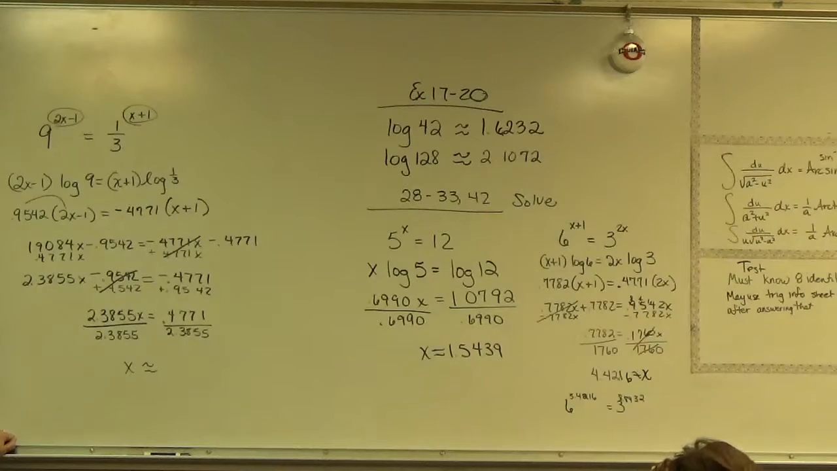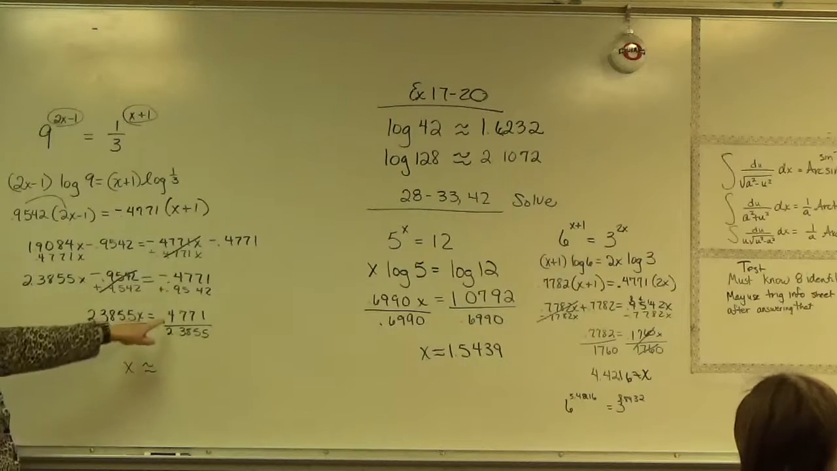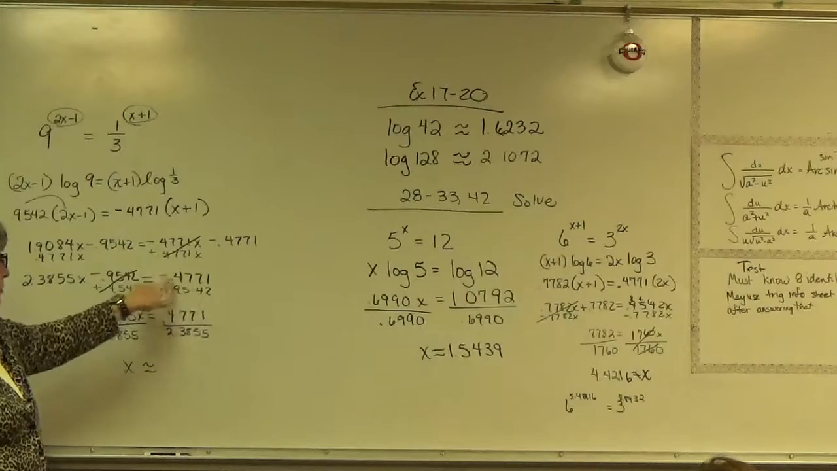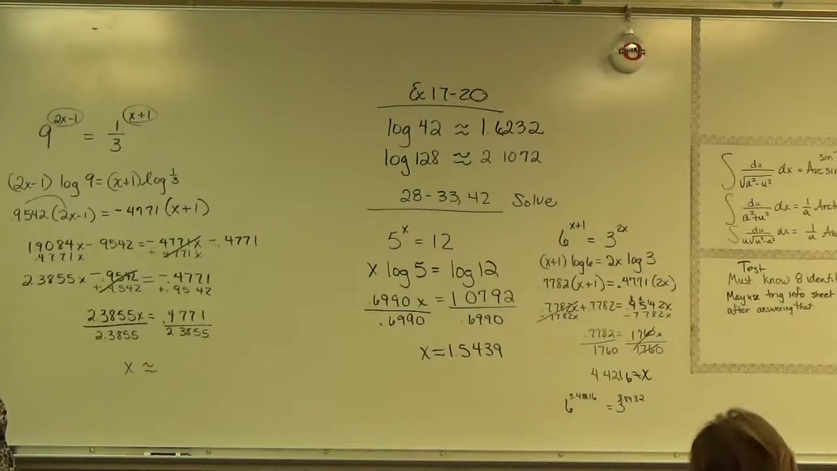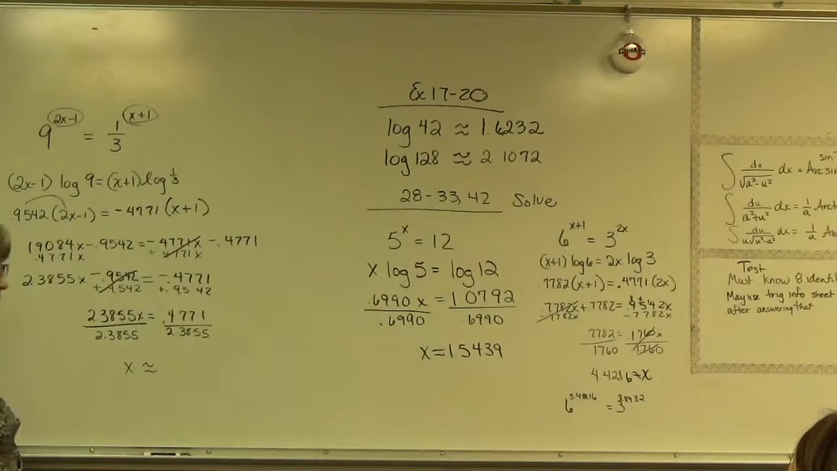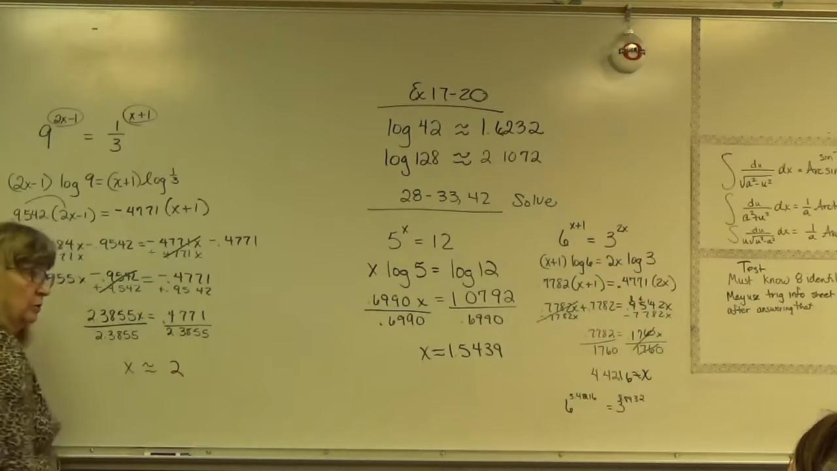Oh, there's nothing else. 0.2. That's how I got 0.4771. If you add 0.9542 to a negative 0.4771, because you had to move this one to the other side to get your variable by itself. What did you guys get? 0.2? Anybody else get 0.2?